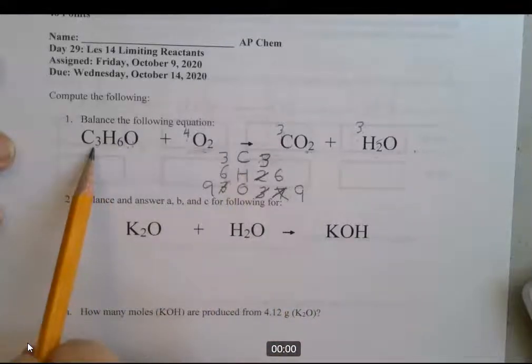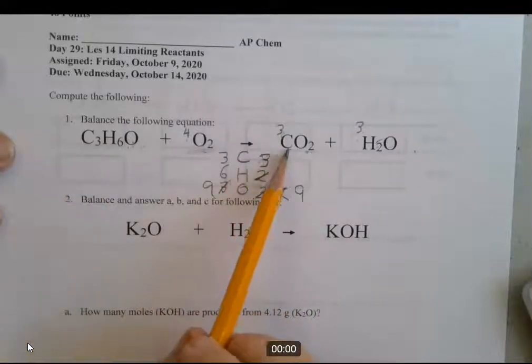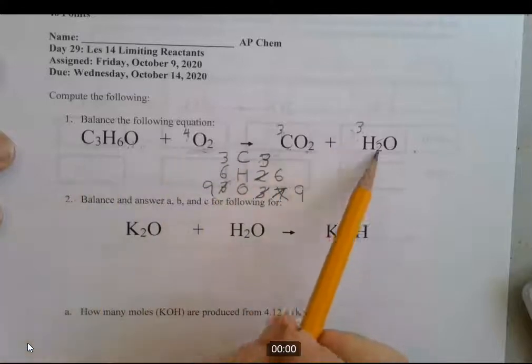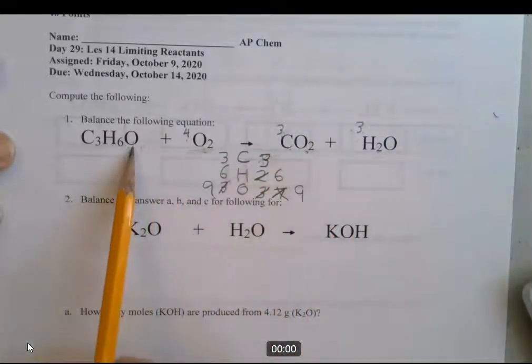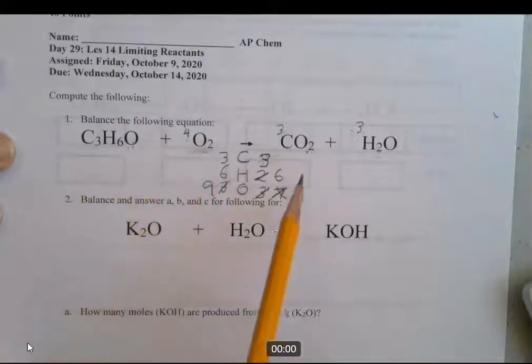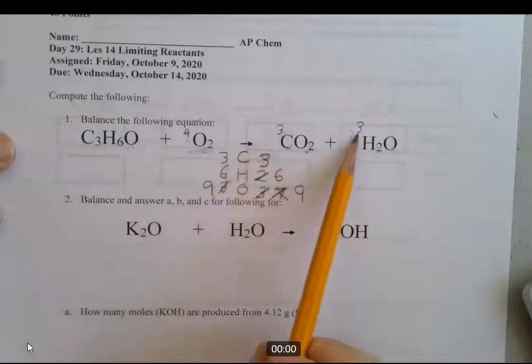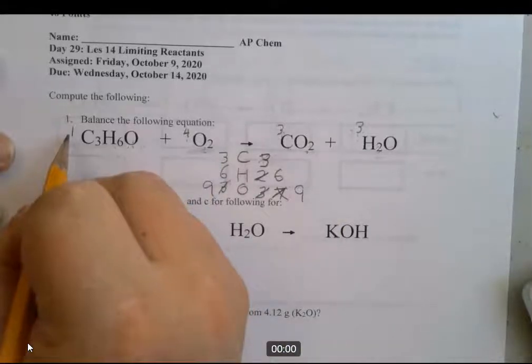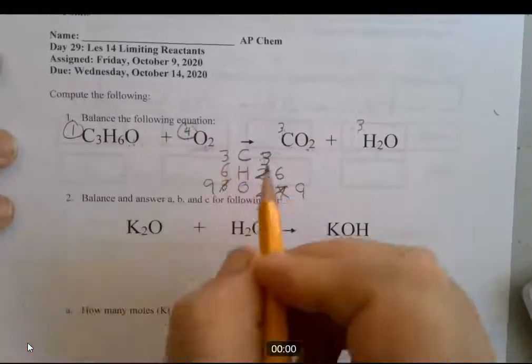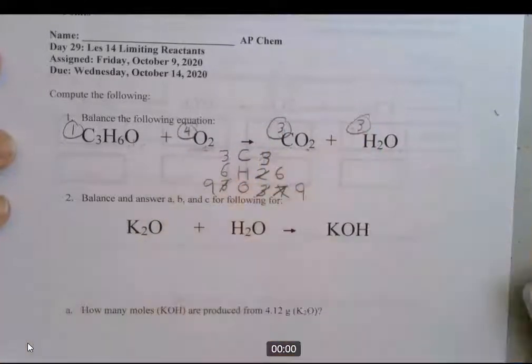Let's just check. C3 and 3C balance. H6 and 3 times 2 is H6. And over here is 1 oxygen. 8 oxygen is 9. Over here is 6 oxygen and 3 oxygen is 9. So everything's in balance. So you can put a 1 there if you want. So it's 1, 4, 3, 3.